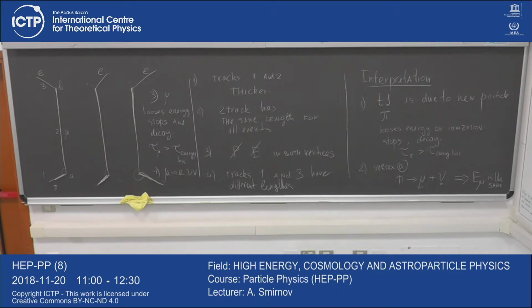So how is it possible that pions travel all the way until they stop and then decay? Well, this gives some bounds on the lifetime of pions. They should live long enough, so that the pions actually stop before decay.